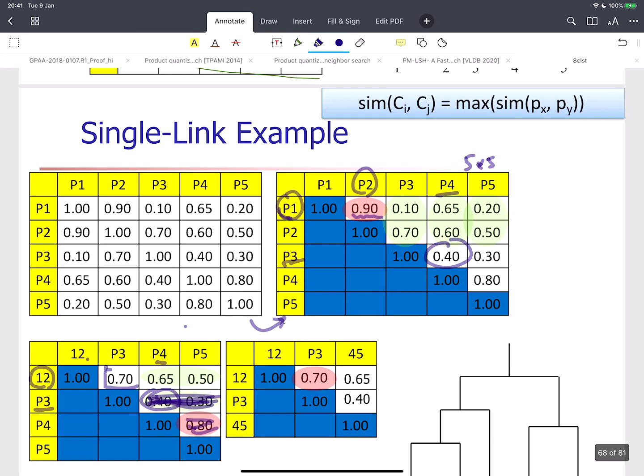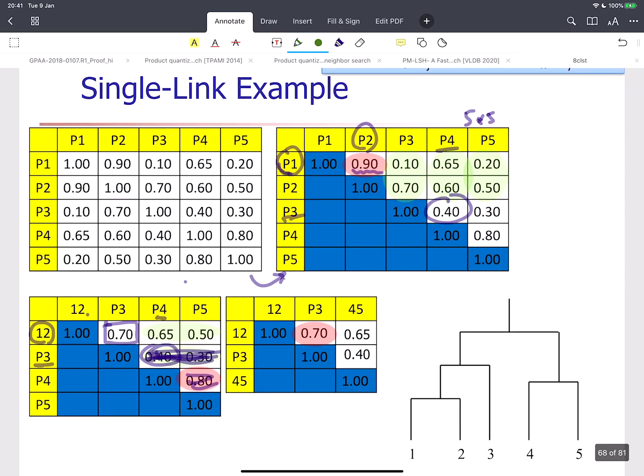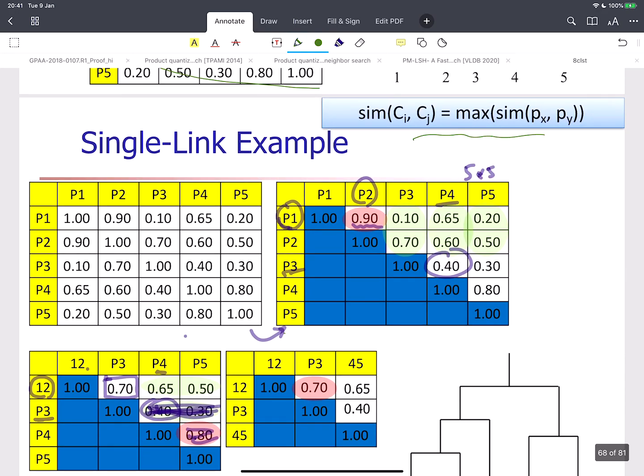For example, this one, 0.7. Why is it 0.7? The formula is here, but if you draw a figure, once you are familiar with it, you don't need that. One cluster is 1, 2, so you have P1 and P2. Later I'll just write 1 and 2. The other one only has one member, which is 3, or P3. So there are two links, between 1 and 3, and between 2 and 3.